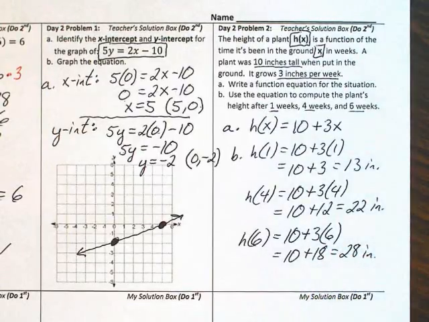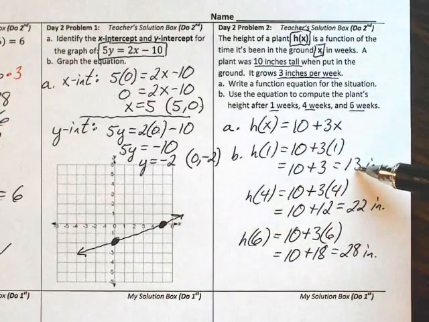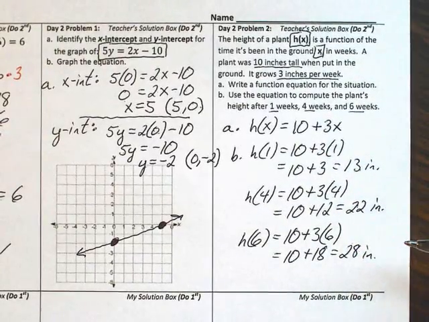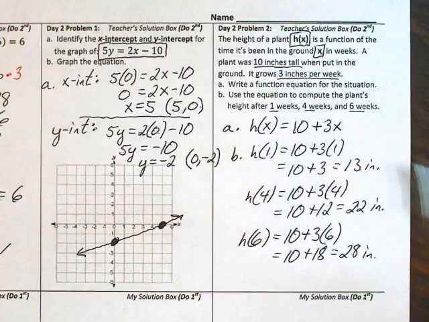28 inches. So we're using function notation to help us identify that these 3 answers for heights are associated with these 3 numbers used for the number of weeks of growing.